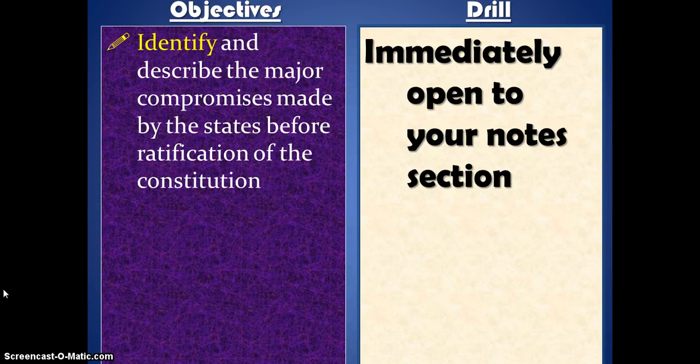By the end of this video, you should be able to identify and describe the major compromises made by the states before ratification of the Constitution. So please open to your notes section.